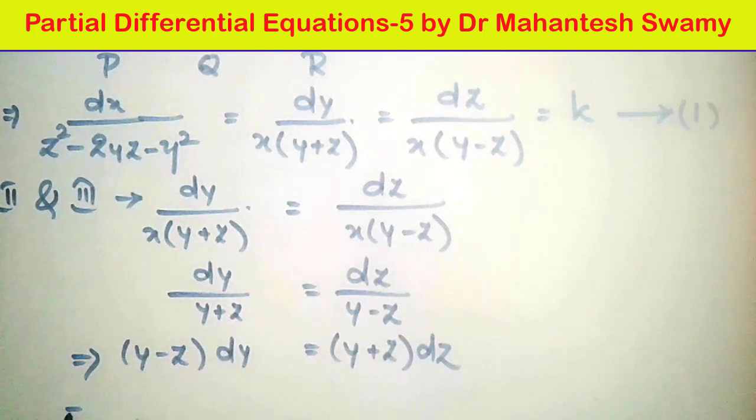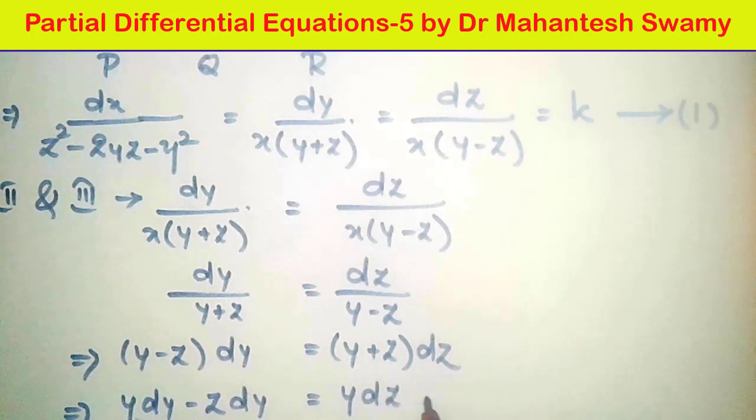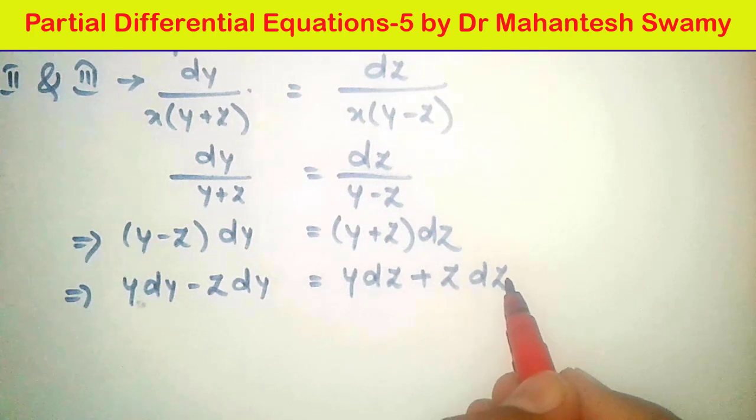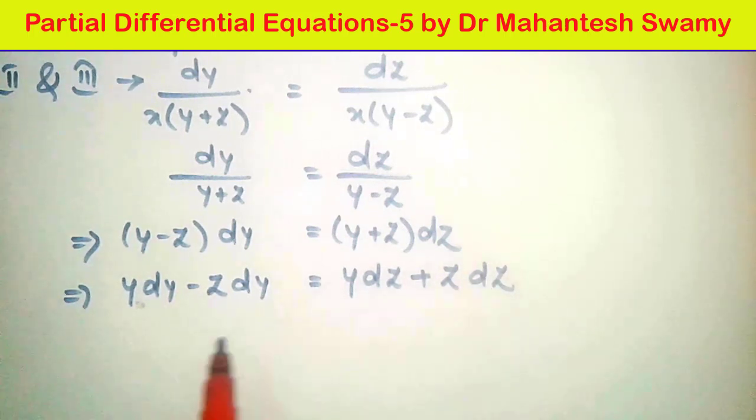Now let us multiply the bracket with this term. So it is y dy minus z dy equals, it is y dz plus z dz. So we have simplified the brackets by multiplying the terms within the bracket.